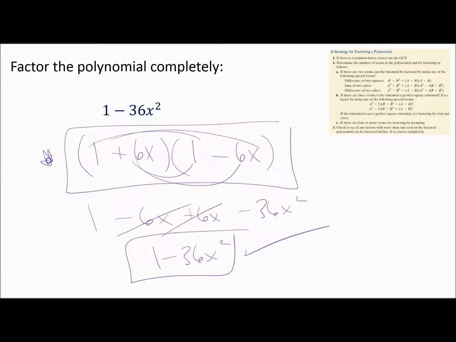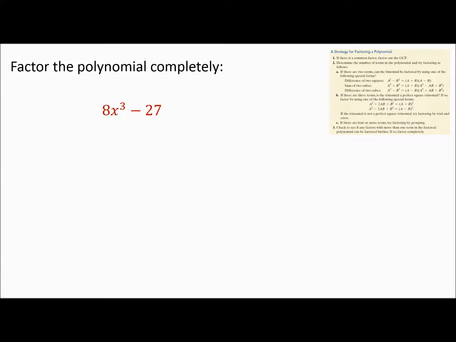Now this, of course, is the answer. We were looking for 1 plus 6x, 1 minus 6x. Again, important things there is two terms, perfect square, minus. All of those conditions had to be met to be able to factor this polynomial. All right, what about this problem?